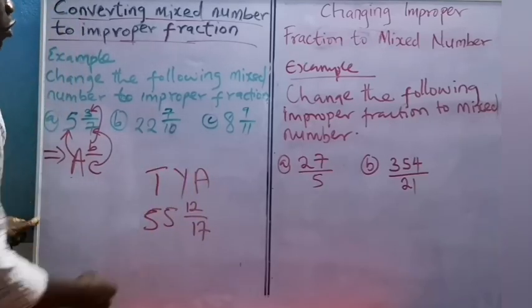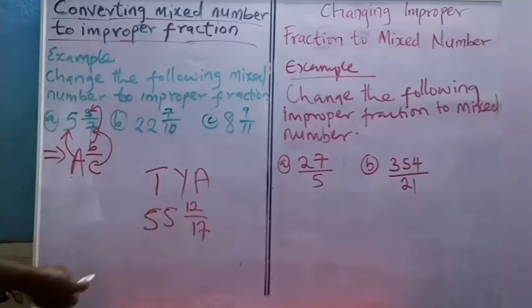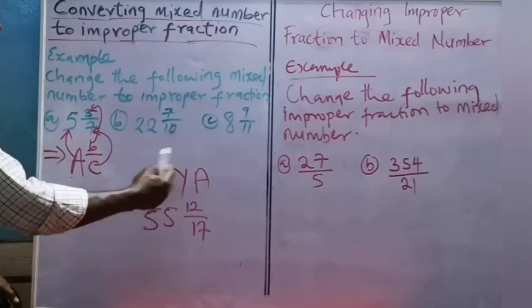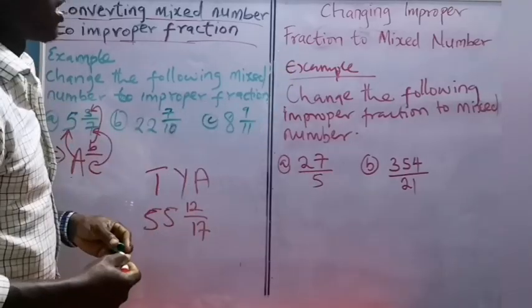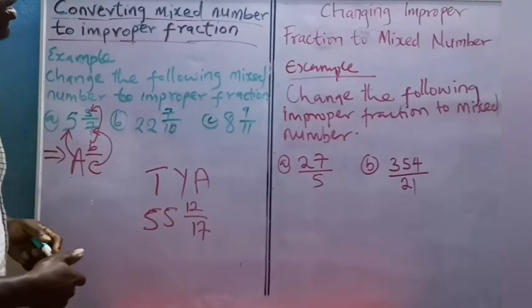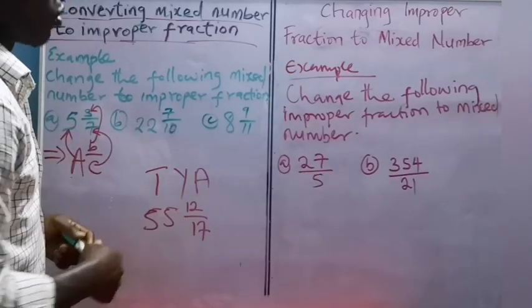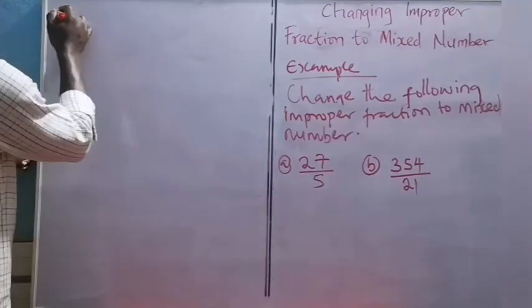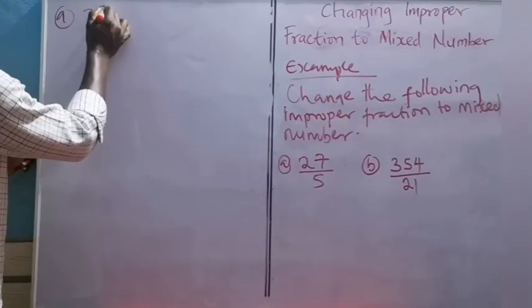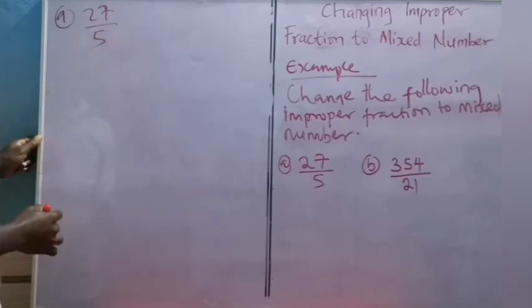Try and see if you can do this TYA. Test your ability with this. Okay, let's look at how we can change improper fraction to mixed number. The first one we have is A, 27 all over 5.